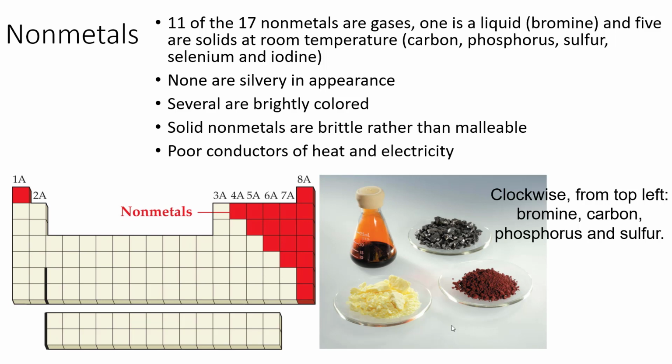Okay, so none of these nonmetals are silvery in appearance. Several of them are brightly colored. And our solid nonmetals are brittle rather than malleable. So you can see these solids here can be easily broken. And they cannot be drawn into wires, and they're very poor conductors of heat and electricity.